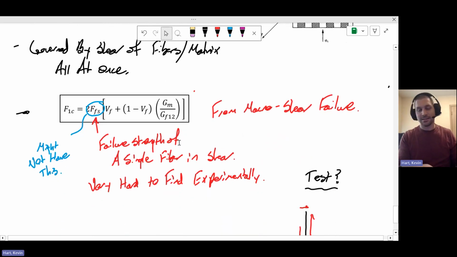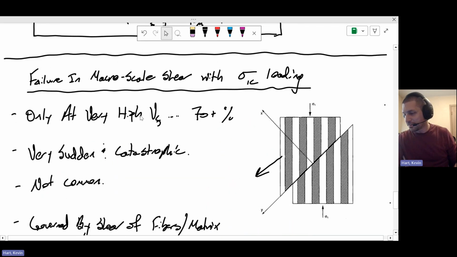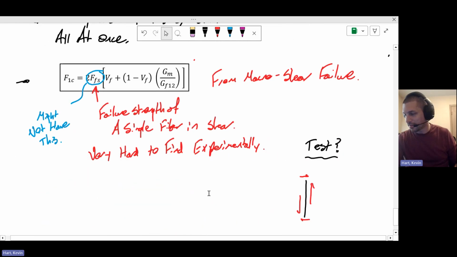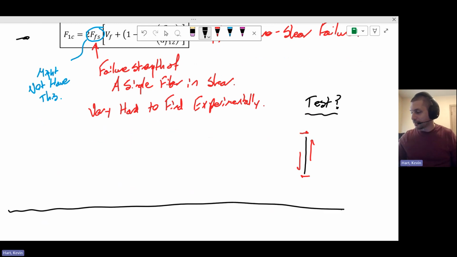Practically speaking, this type of macro shear very rarely happens, and the reason why is because it only happens at super high volume fractions, again, like 70% plus. So you don't often have to think about this so much, but it is something you gotta at least think about a little bit. All right, so that's it. That's your longitudinal compression failure.